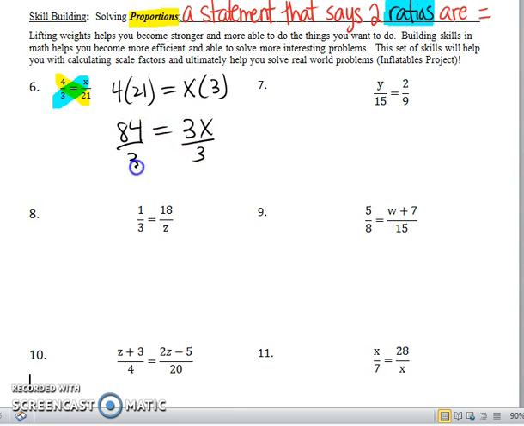Dividing both sides by 3, 84 divided by 3 is 28, and x is 28, and you have solved the proportion. So solve the rest on this page and I will come around to answer any questions that you have.